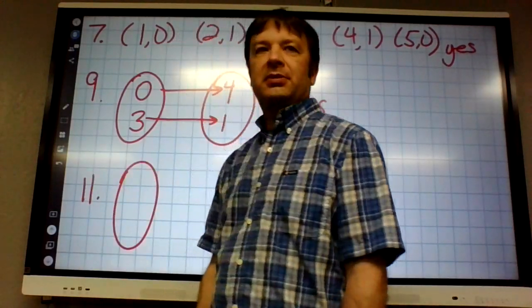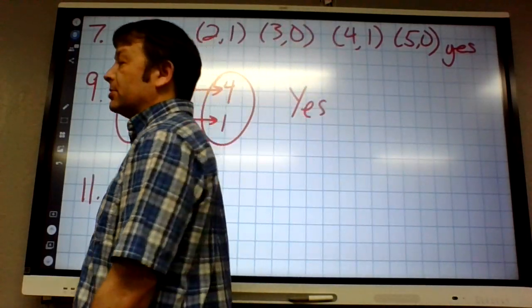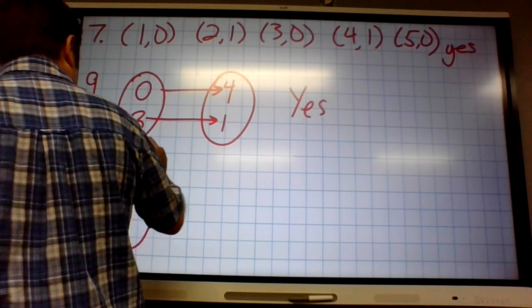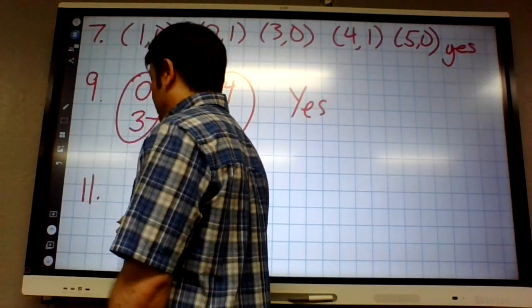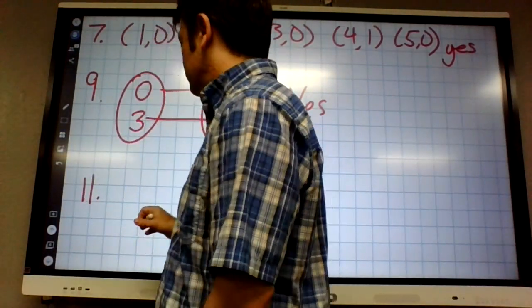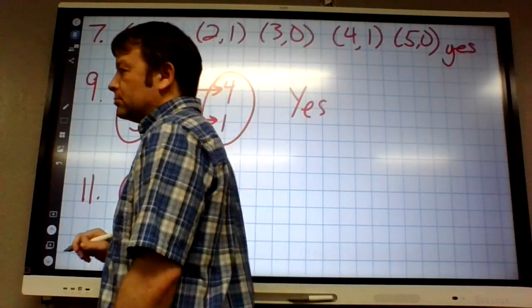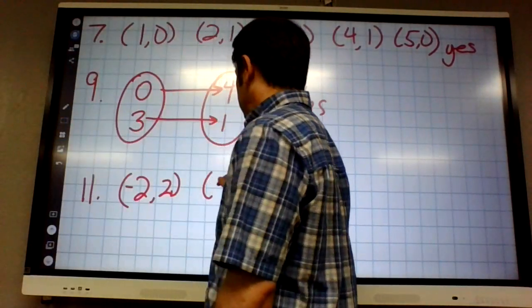All right, Gianna, we're good. On 11, so actually on 11, you might want to write them down as ordered pairs first before you try and stick them in the circle. So let's do that, Gianna. What are the ordered pairs on 11? -2, 2, -1, 0, 1, 1, and then 3, 0.